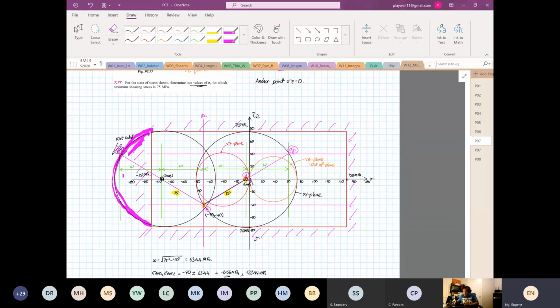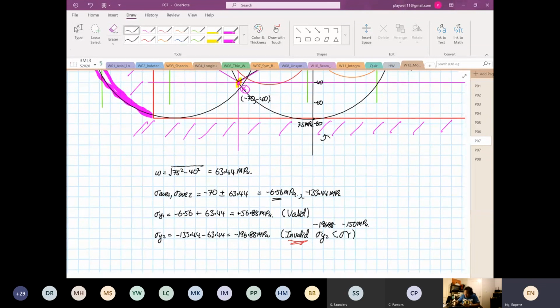Right, so you see that now the pink area is outside the region where the material will yield. For ductile material, for brittle material, it might even fail. Now, let's find the next point. So we only found one valid point. This one is valid. Let's find another point now.